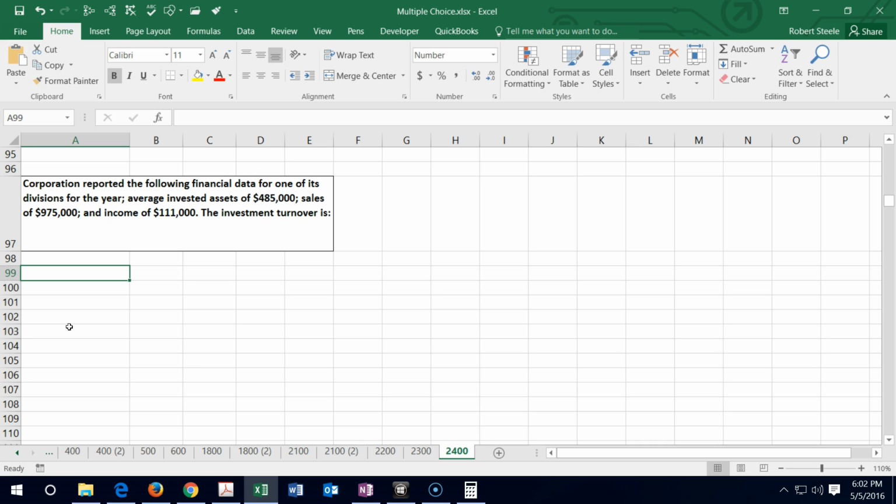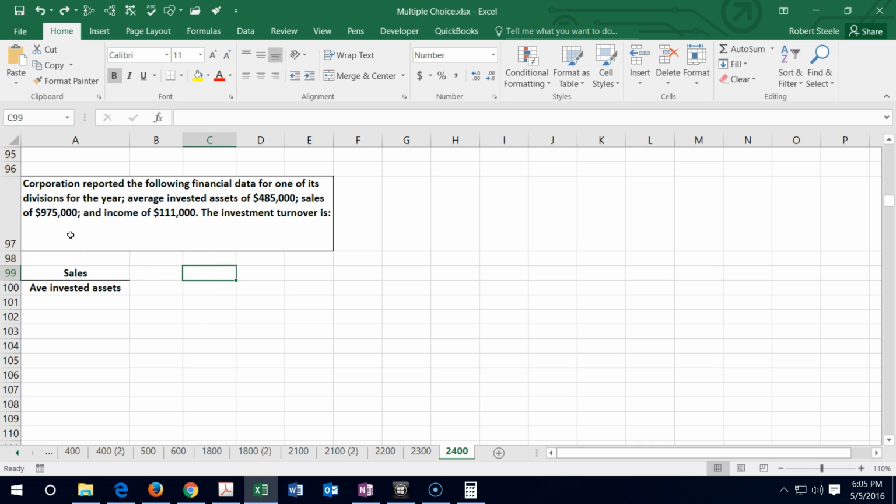And the investment turnover is what? So the investment turnover is going to be the sales divided by the average invested assets. So that's what it's going to be. I'll go ahead and center that so we can say that's the formula that we're going to be using. Now it's just a matter of plugging in our numbers.